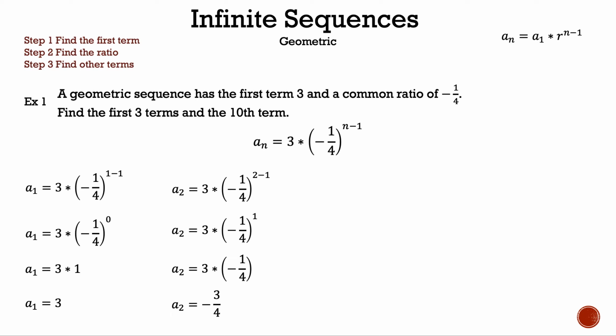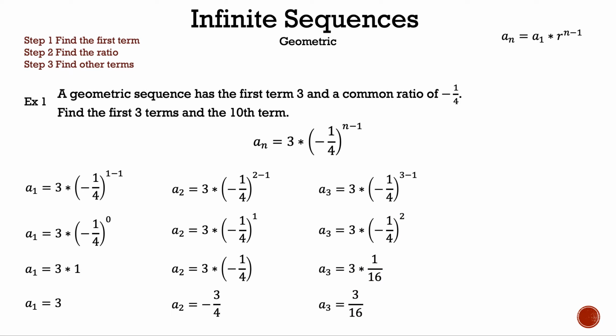Now, let's move on to a sub 3, or the third term. And now we have a sub 3 is equal to 3 times negative 1/4 raised to the power of 3 minus 1. And 3 minus 1 is 2. And negative 1/4 raised to the power of 2 is 1 over 16. And 3 times 1 over 16 is 3 over 16. So a sub 3 is equal to 3 over 16.